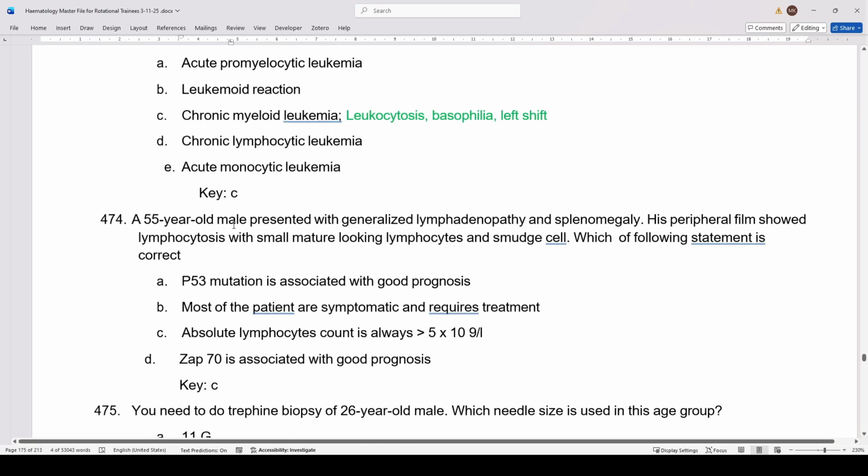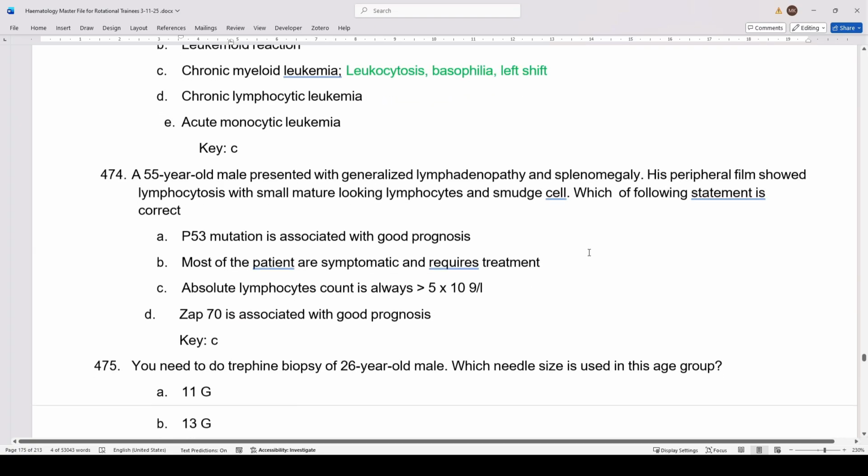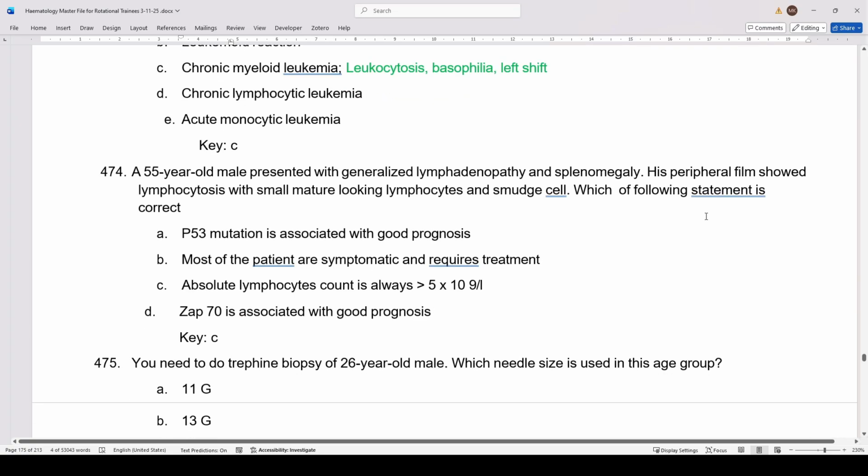Okay, next is a 55-year-old male presented with generalized lymphadenopathy and splenomegaly. His peripheral film showed lymphocytosis with small, mature-looking lymphocytes and smudge cells. So whenever there is leukocytosis, an elderly male with lymphadenopathy, splenomegaly, and mature lymphocytes with smudge cells, it is a case of CLL, chronic lymphocytic leukemia. Mature cells are there. So which of the following statements is correct?